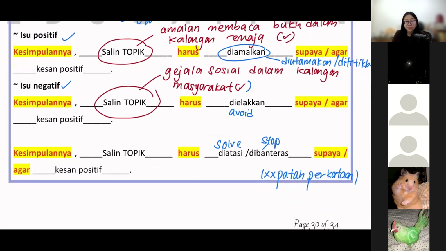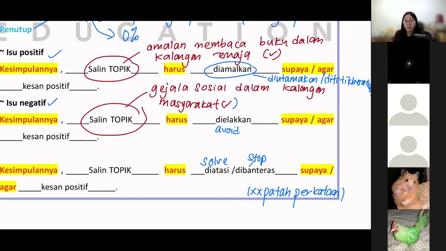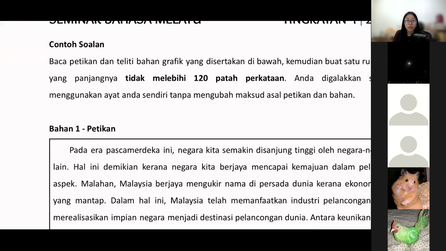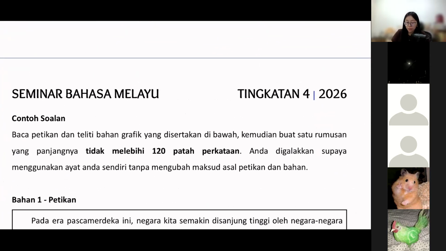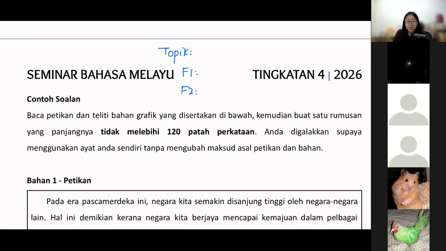Okay, now we go do the rumusan. Are you done? Like 3, 2, 1. Let's go for rumusan. Okay, go find your rumusan here. What is your topic? What is your focus? And then tell me what is your answer. I give you around 3 minutes. 3:50 we discuss. You may start now.